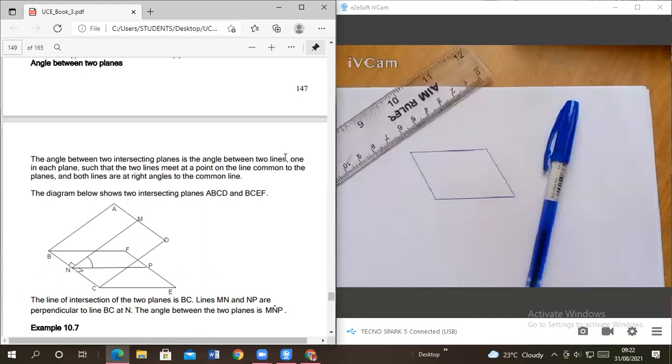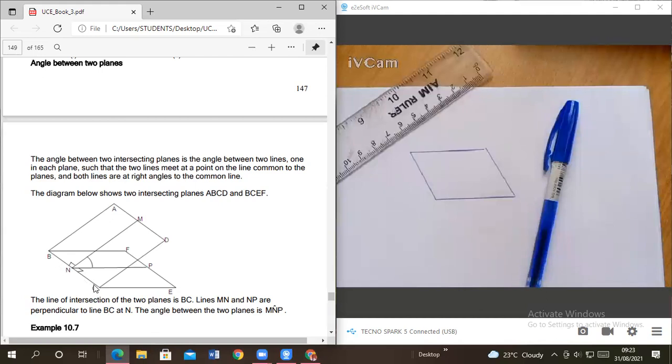So they are saying that, one in each plane, the angle between two intersecting planes is the angle between two lines, one in each plane, such that the two lines meet at a point on the common line. So these two lines, NP and NM, are meeting at a common point N, and this point N is on line BC. They meet at a point on the common line to the planes. So the common line to the planes is BC.